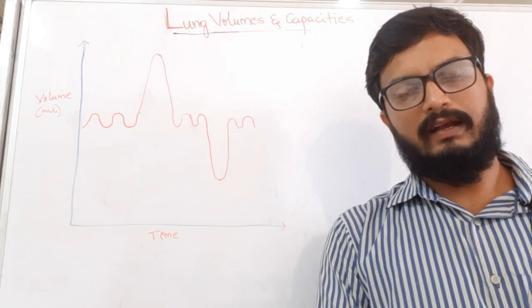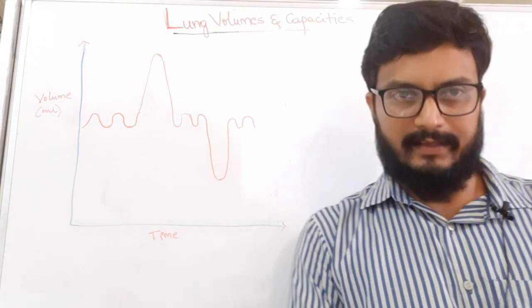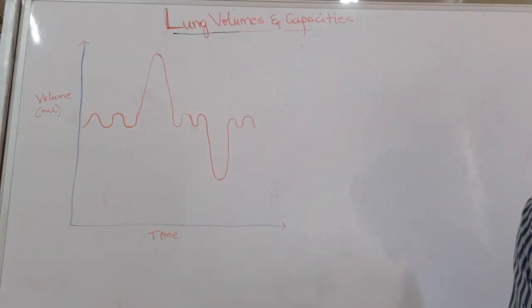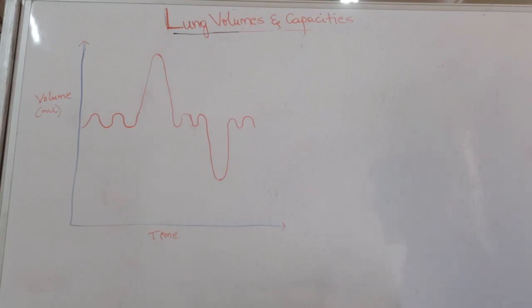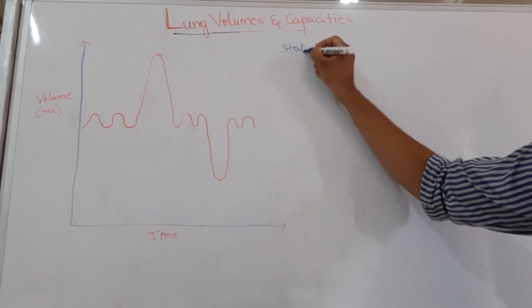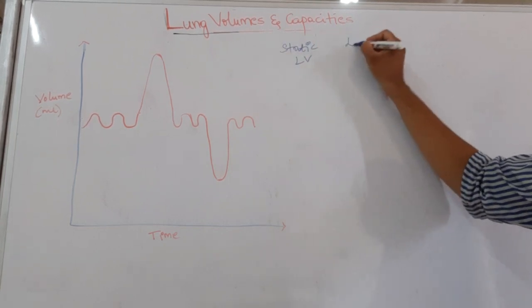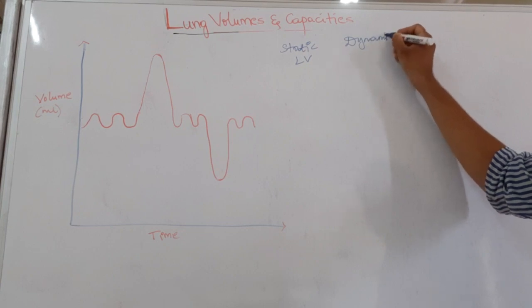In this video, we are discussing lung volumes and capacities. The air in the lung is measured in terms of lung volumes and capacities. This plays an important role clinically to know about respiratory disorders, so it plays an important role in pulmonary function tests. Physiologically, the lung volume can be subdivided into static lung volumes and dynamic lung volumes.